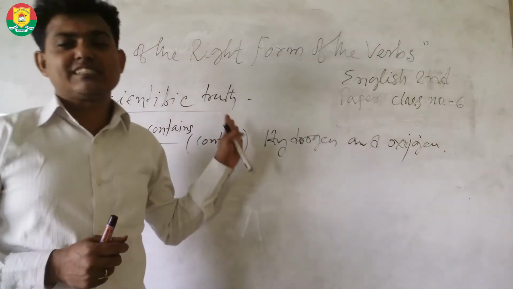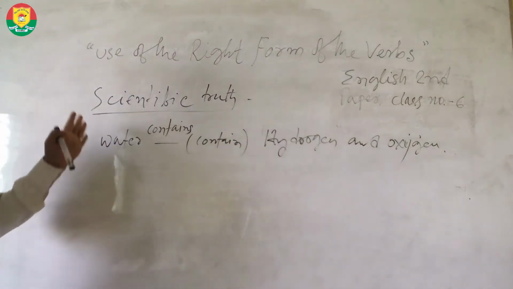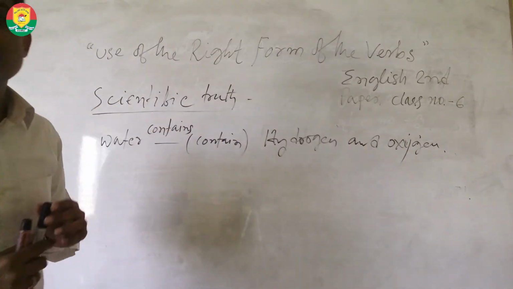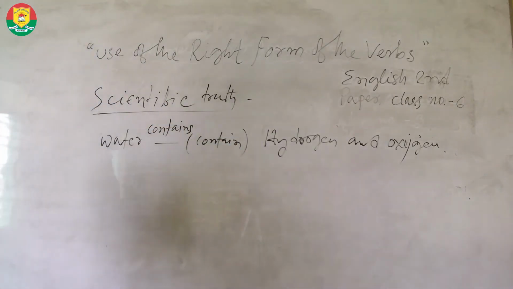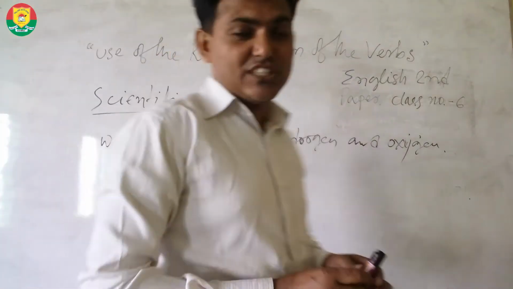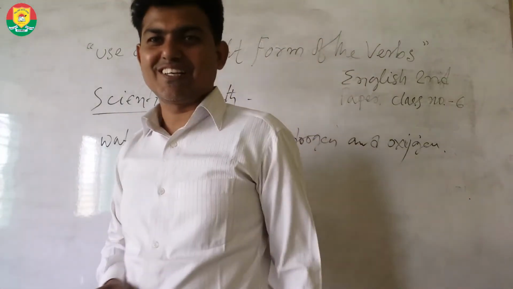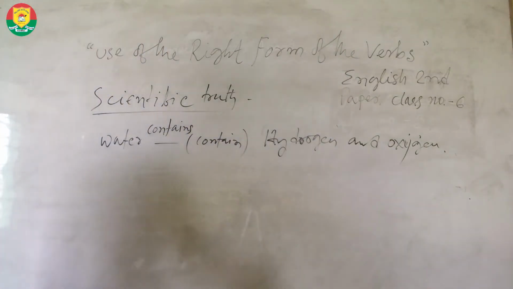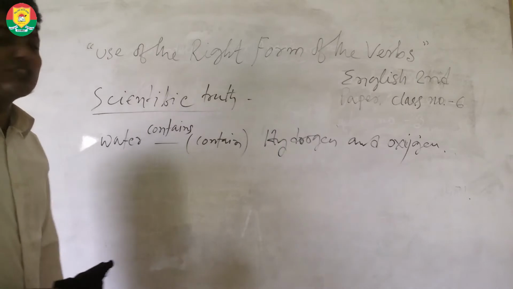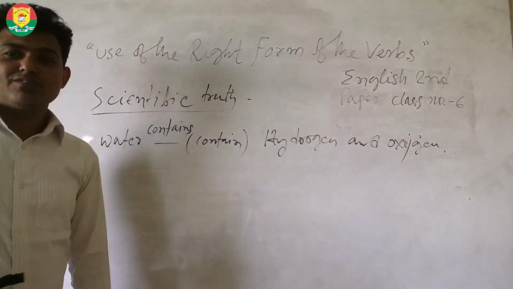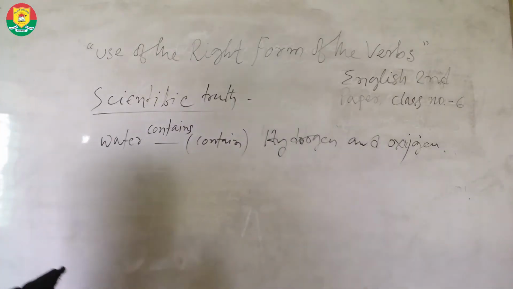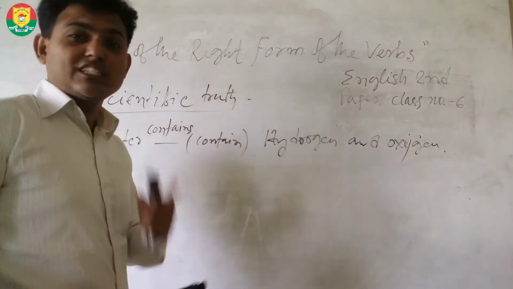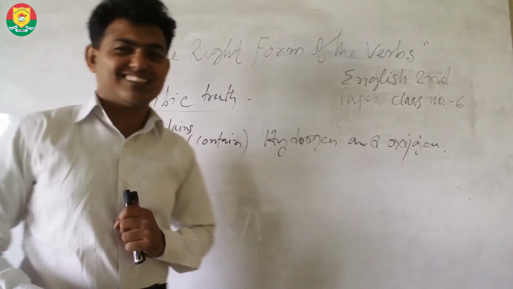We find universal truth, geographical truth, historical truth, and scientific truth. So we have found four kinds of truth: universal truth, historical truth, geographical truth, and scientific truth. You will have to memorize them, dear learners.